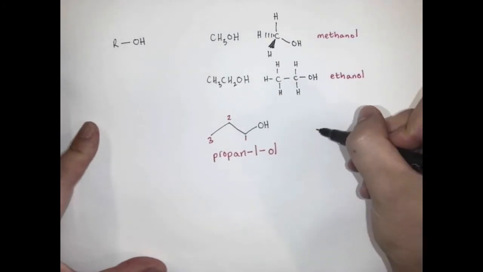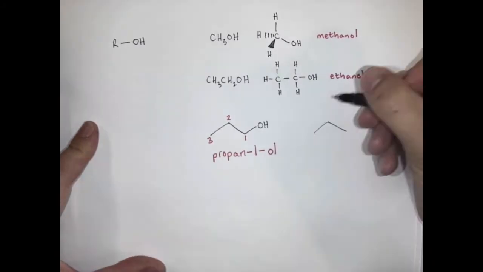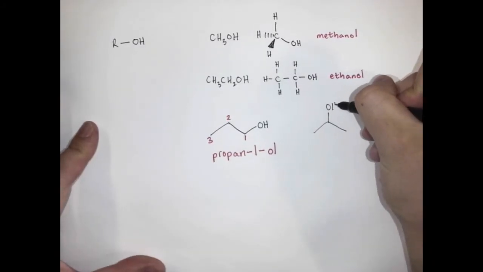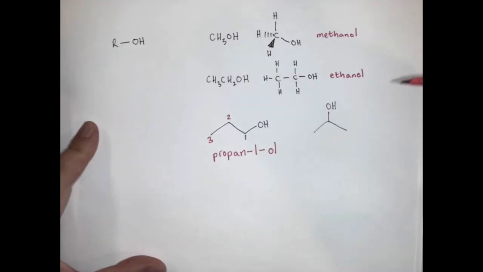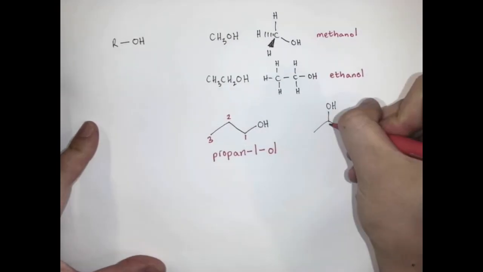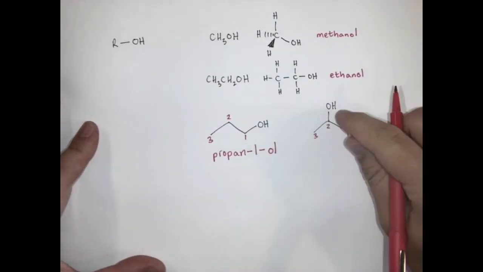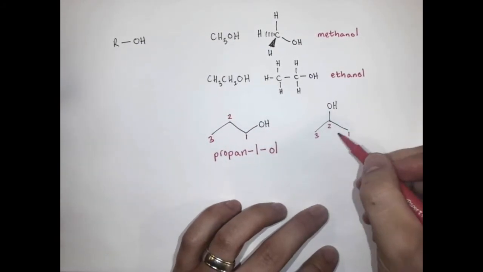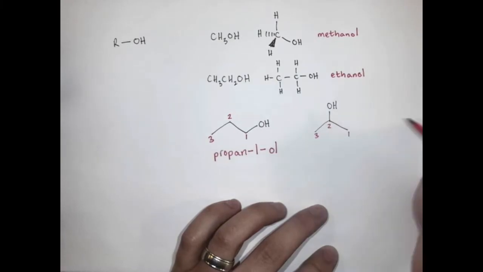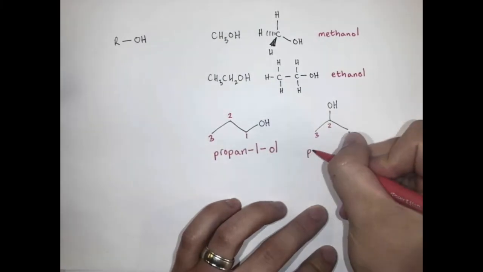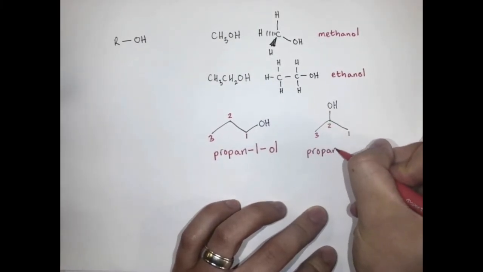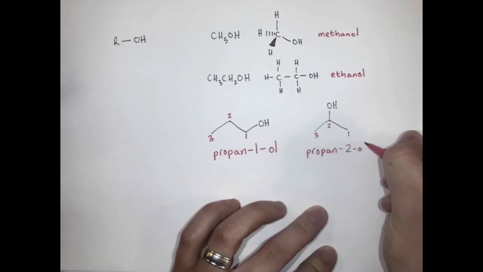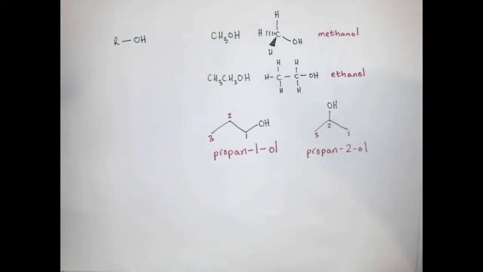All right, now I'll show you a slight variation to this. What if we have that hydroxyl group coming off of the 2nd carbon? Well, now I have a completely different chemical because now that hydroxyl group is coming off of a different carbon. And same kind of thing, it's going to have the same root because it's still a 3-carbon chain, but now the hydroxyl group is coming off of the 2nd carbon. So I call it propan-2-ol.